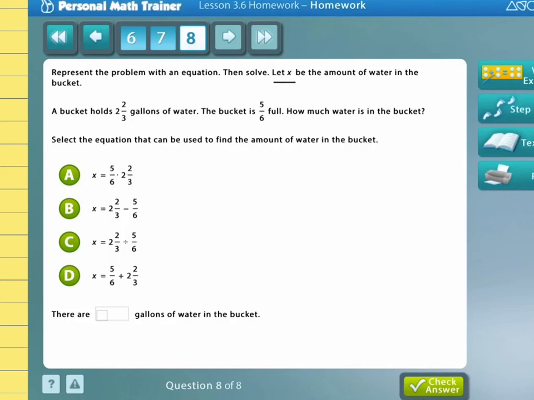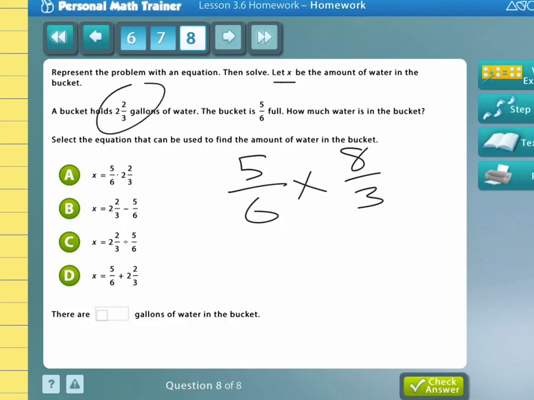So let me multiply 5/6 times 2 2/3. And that would be, no, those don't make any sense. That's our equation. So we have 5/6 times 8/3 because parts times wholes plus parts. 3 times 2 is 6 plus 2 is 8. 8/3. Again, look for the cross cancel.